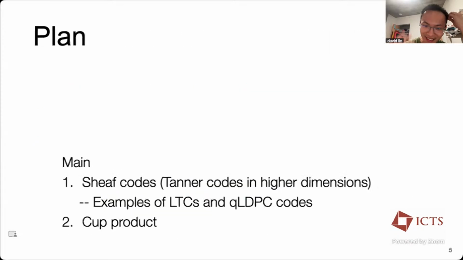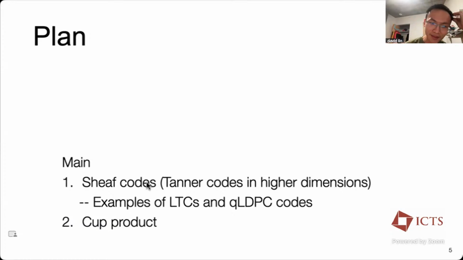That's exactly the main topic today, which is about sheaf codes. These sheaf codes are really the higher dimensional version of the Tanner code constructions. Today I won't give you a very rigorous definition. I invite you to learn about it after the talk at home. For today, I'll just illustrate the high-level ideas using examples from locally testable codes and quantum LDPC codes. From there, you can build some intuition on the cup product, which I'll also explain.